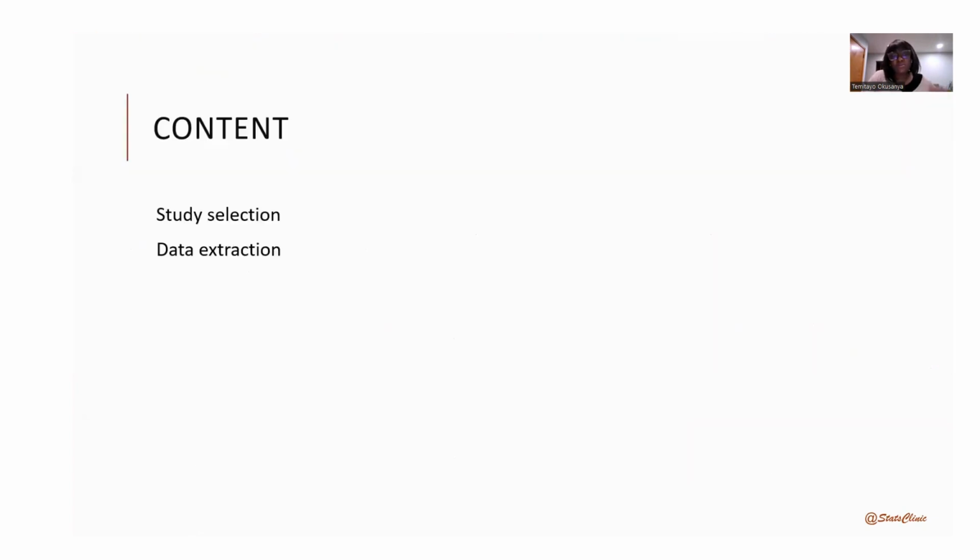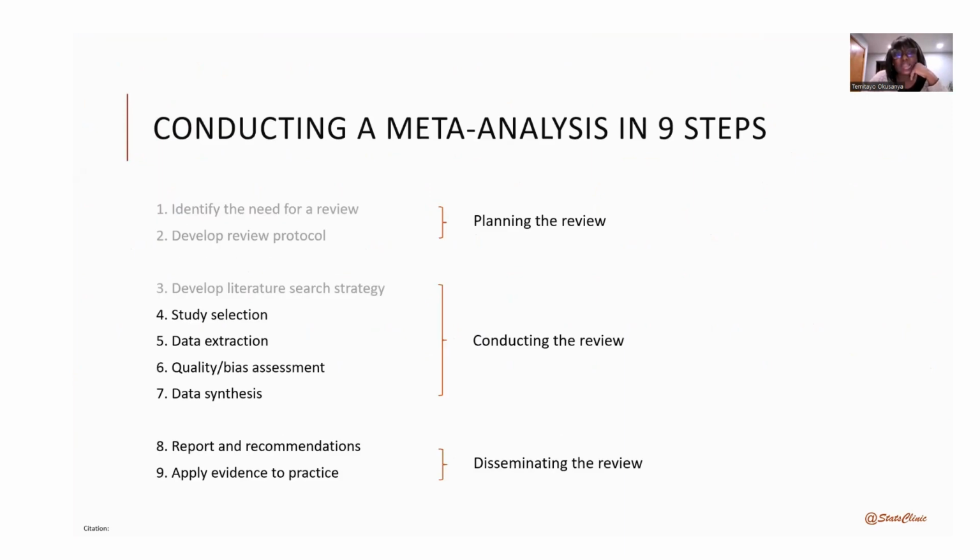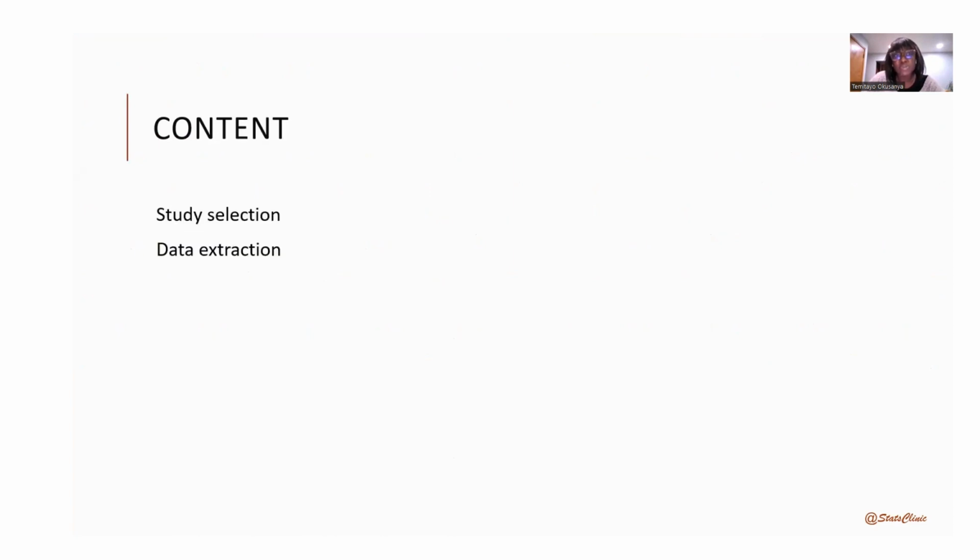Before we get to the content of the day, the first thing is that there are 9 steps that are usually involved in doing a meta-analysis. For the sake of today's presentation, we will only be talking about 2, which are study selection and data extraction.